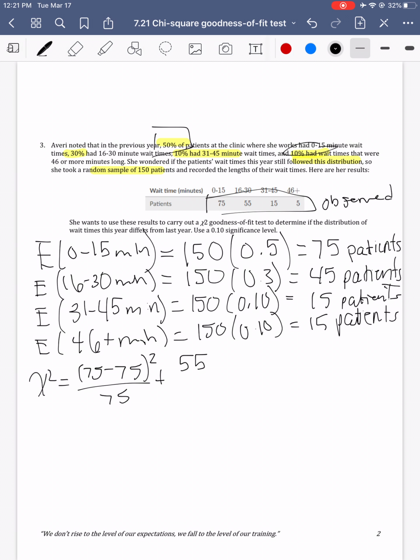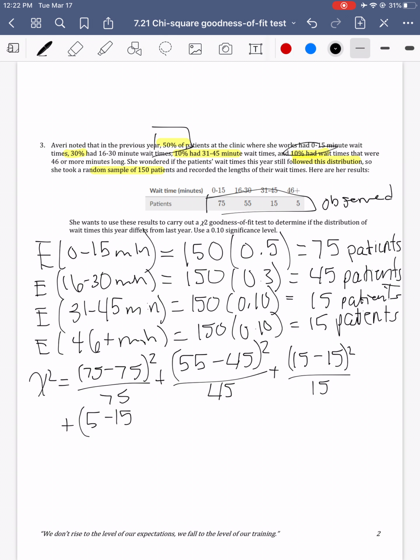55 was the observed, minus 45 was the expected, over 45 for the expected, plus 15 was the observed for 31 to 45 minutes, minus 15 for the expected, over 15, plus the 5 for the observed for 46 minutes or more, minus the expected, which was 20, or excuse me, expected was 15, over the expected 15. And if I crunch that out, I should get 8.89.